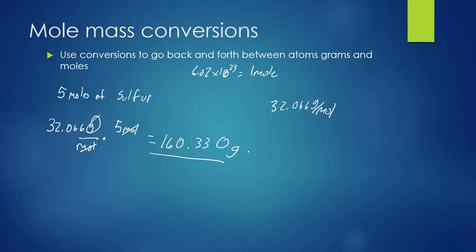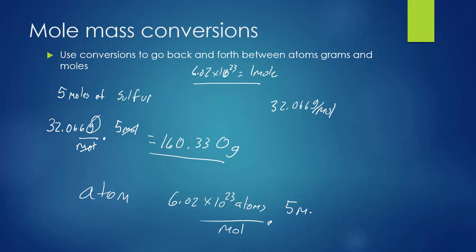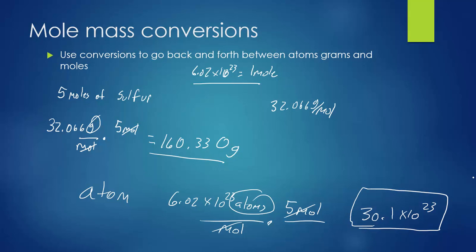Now, how many atoms are actually in that? If I had 160.330 grams, or 5 moles, how many atoms of sulfur do I have? Well, to do that, I would say, well, 1 mole is 6.02 times 10 to the 23, so 6.02 times 10 to the 23 atoms per mole times 5 moles, and that gets me how many atoms I have, because those moles cancel, and that's going to be like 30.1 times 10 to the 23. So lots and lots of atoms. It's an incomprehensibly large number because atoms are so small.